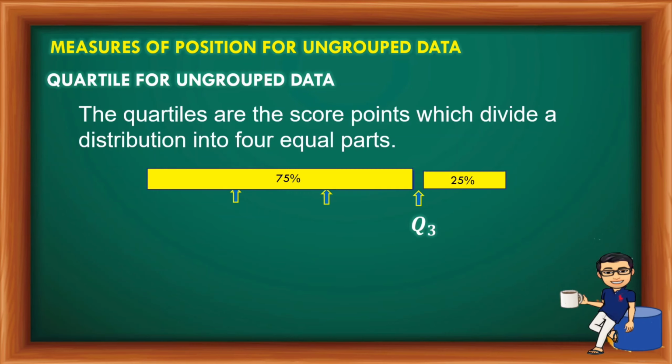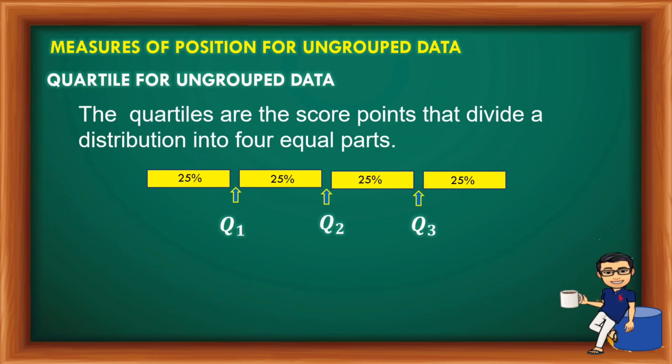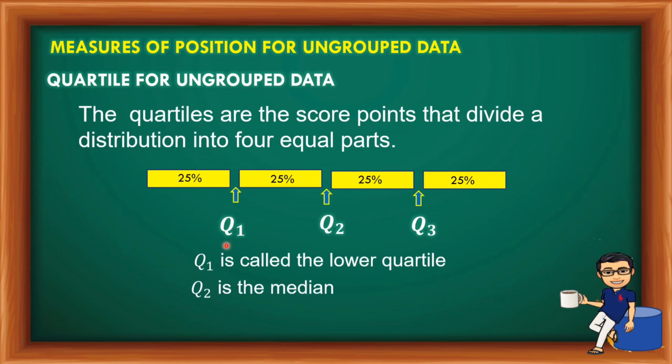So I hope nagkakaroon na tayo ng idea with respect to quartiles. So let us continue working with that. Quartile 1 is called the lower quartile. So ito yung lower quartile natin. Then quartile 2 is the median. And quartile 3 is the upper quartile.